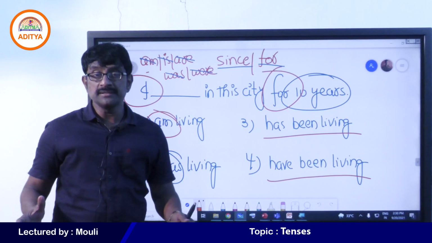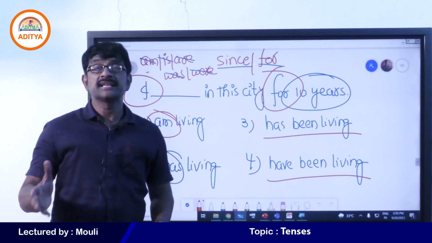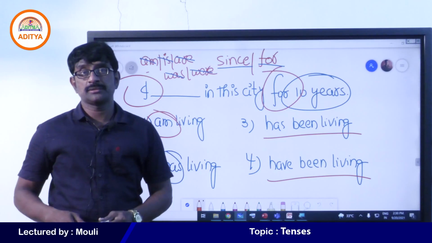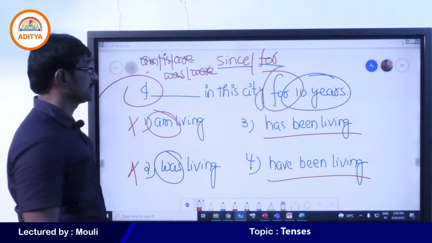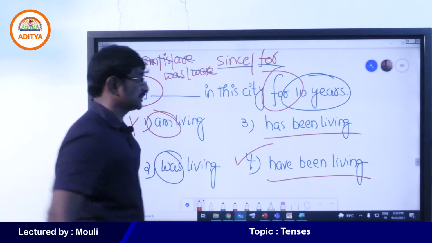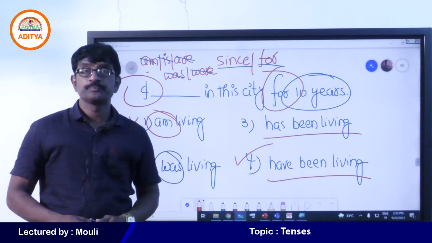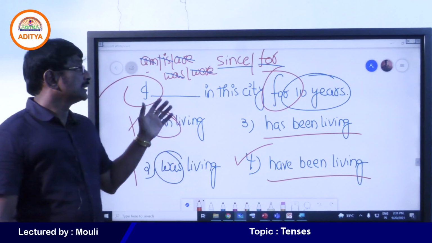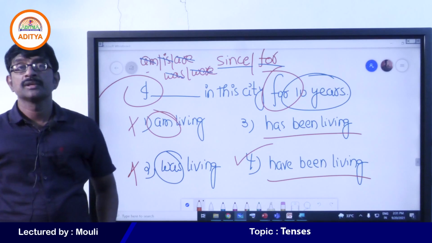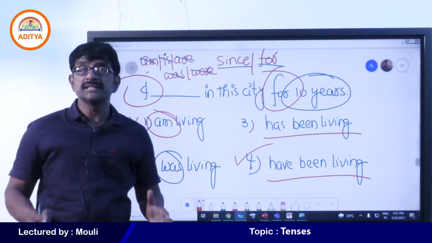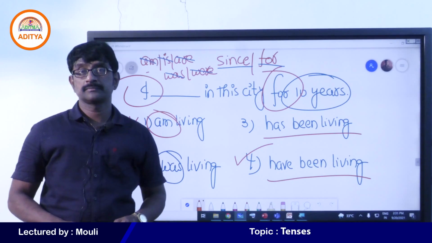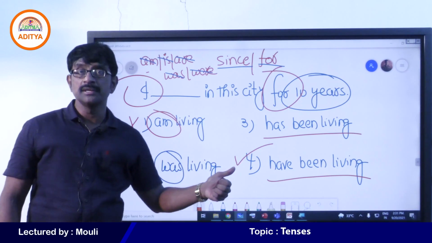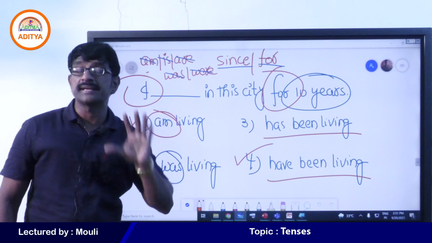I means it can be a plural subject. I is a plural subject. Then we have to go for have been. That's it. I have been living, not I has been living. I have been living in this city for 10 years. This is the right sentence. Please write down, students. We will go for next example.